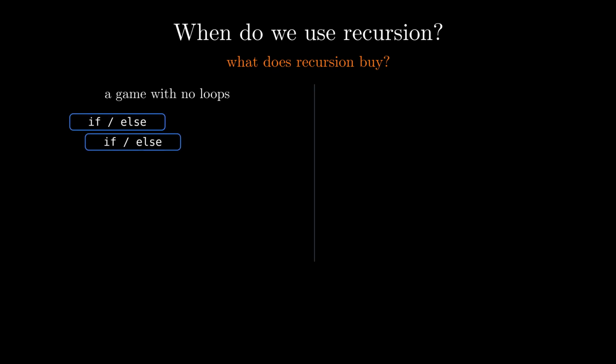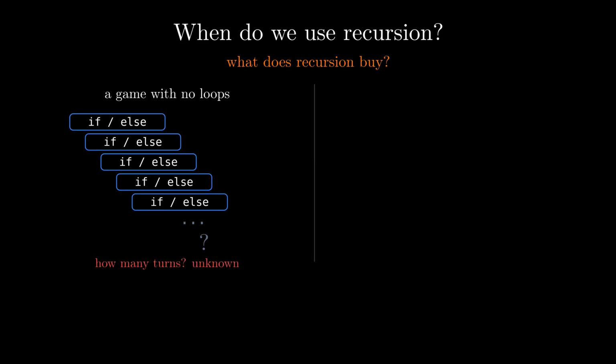Most of the examples so far are just as easy to write with a loop, so the honest question is what recursion buys. The answer echoes while loops. Try to code a little game with only if and else, and you end up with a pile of nested branches, because without a loop, you cannot know how many turns the game will run.